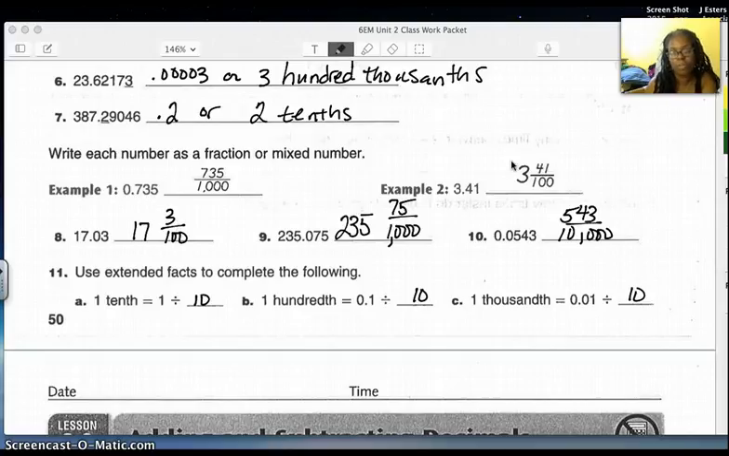This is the whole number 3, so the whole number 3 is there. So this is a mixed number. So 3, let's deal with the decimal portion, 0.41. 41 hundredths, and we write it that way. And that's the way I filled out mine. I just kind of went through and said, well, this is 3 hundredths, and I wrote 3 hundredths next to the 17, 75 thousandths, and 543 10,000ths, and you see that 235 next to it.